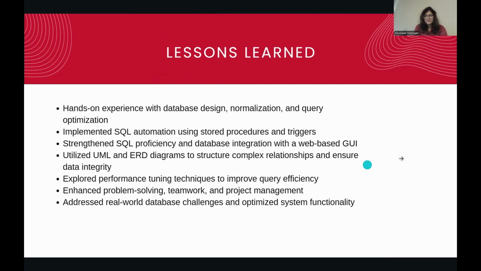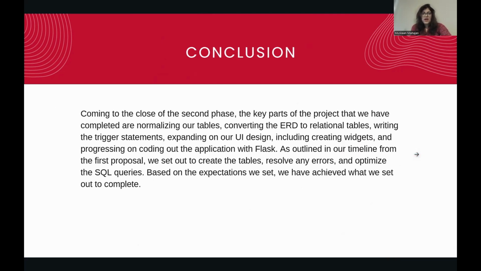So, to conclude, coming to the close of the second phase of our project, we have successfully normalized our tables to BCNF, converted our ERD into relational tables, developed and tested trigger statements, expanded our UI design by incorporating widgets, and progressed on coding out the application with Flask. From our initial proposal, our goal was to create well-structured tables, resolve errors, and optimize SQL queries. Based on our progress, we have met our expectations and laid a solid foundation for the next phase of development.